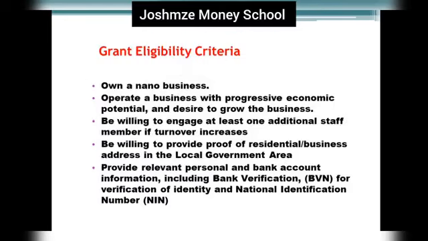The next thing we're going to go into is eligibility criteria. Who are the people, and what are the things that they are looking out for? So you have to own a business. It's not like any other person, right? You have to own a business, at least a small business. And you also have to operate a business that has potential. If you're putting up a business, that business must have the potential to grow and be able to employ one or two persons. That is the target at the end of the day.